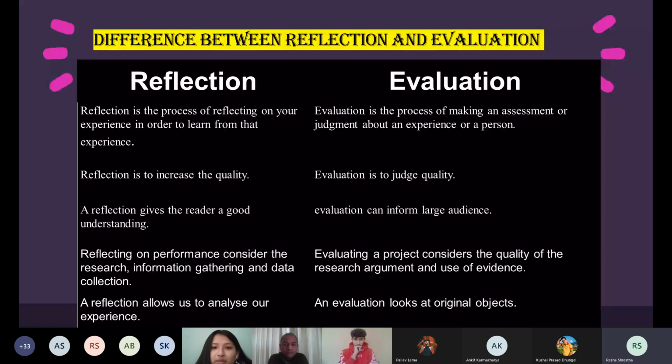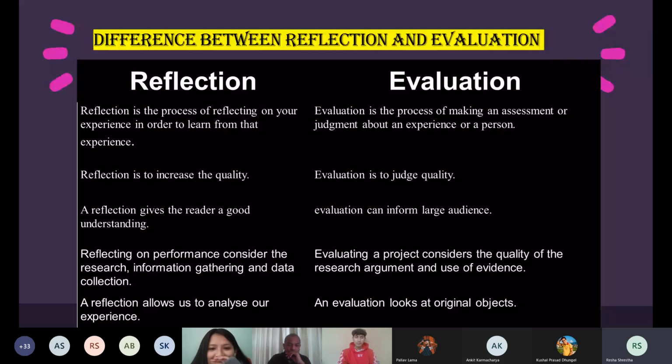And evaluating a project considers the quality of research, argument, and use of evidence. This describes the different study types possible, explaining the advantages and disadvantages of each type. It outlines the types of performance indicators that can be used to measure the success of a program. Evaluation will not only provide feedback on the effectiveness of a program but will also help to determine any problems with its implementation.